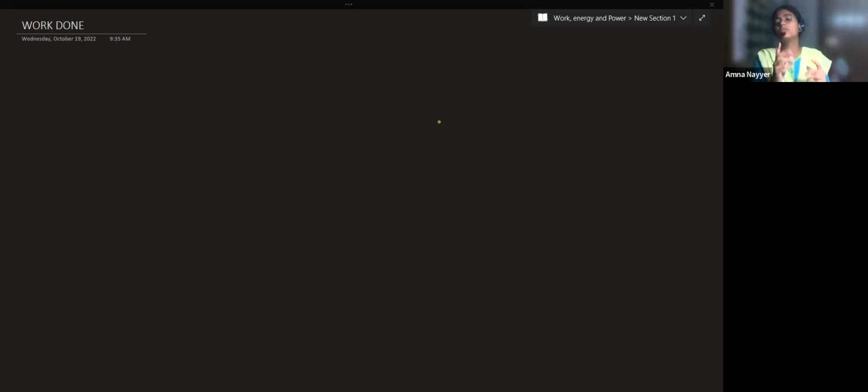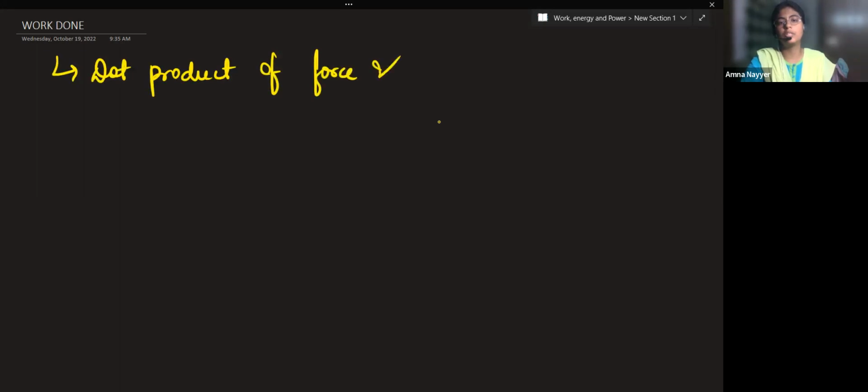So students who already knew about acceleration could know about force. Now students who know about force can know about work done, because work done is nothing but the dot product of force and displacement. Dot product of force and displacement.